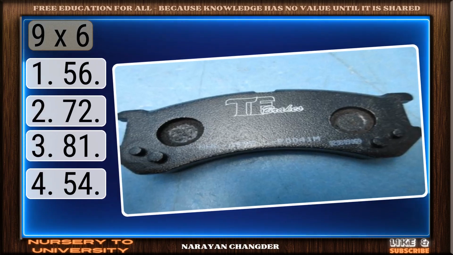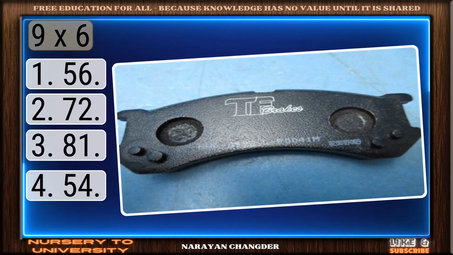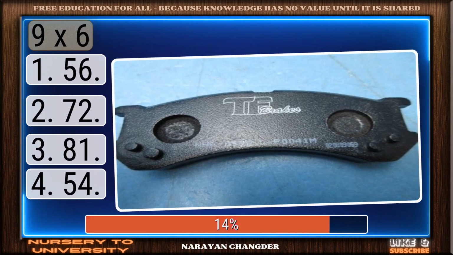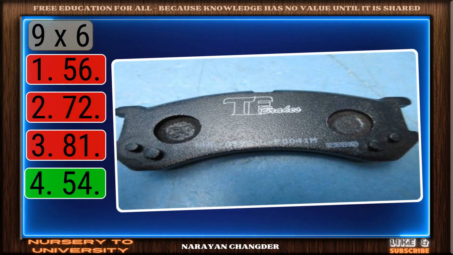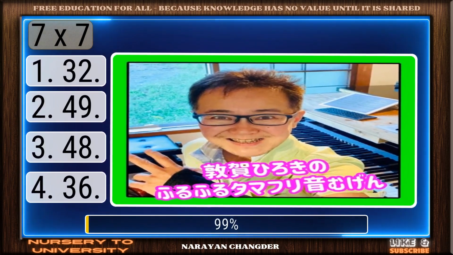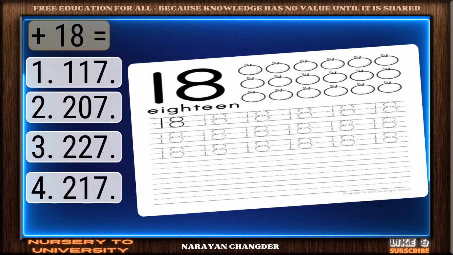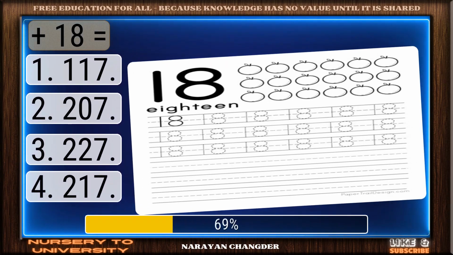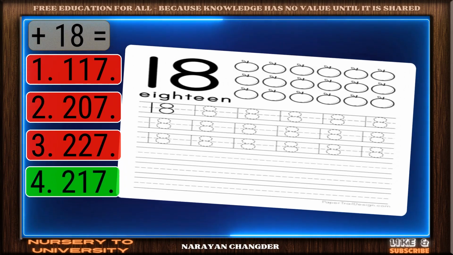Can you solve all these Class 3 Maths Chapter 2 Fun with Numbers questions? 9-6. Smart pick. 54 is the correct choice. 7. 49 is a solid answer. Plus 18 equal to? Correct. 217 is the right answer.